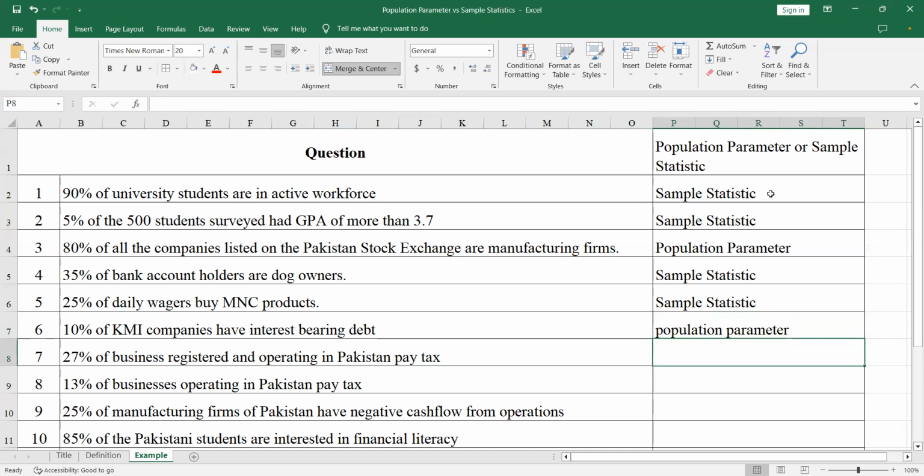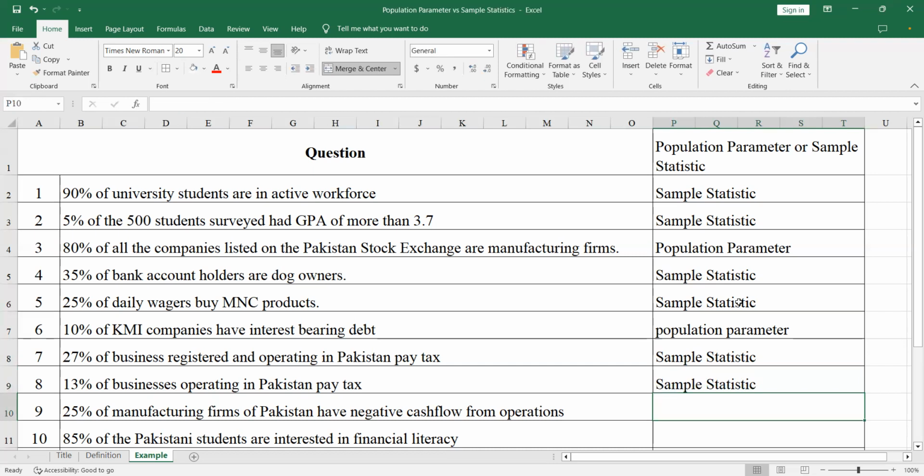7% of businesses registered and operating in Pakistan pay tax. If they are registered in Pakistan, so it's kind of a limited sample. Still, in Pakistan, there are close to 1 million, or at least in higher thousands, registered companies. So you'll only be working with the sample over here. 13% of businesses operating. Now, this is an even bigger subset. Pakistan businesses, definitely a sample.